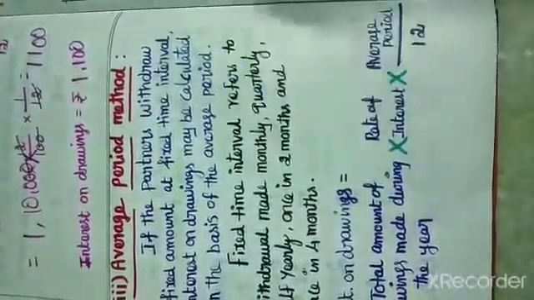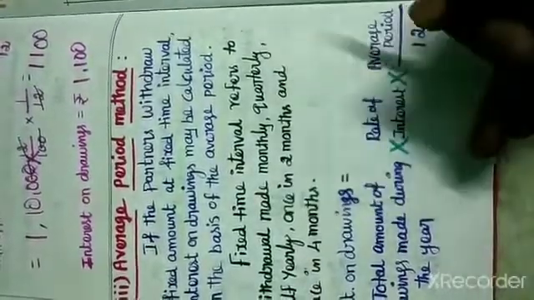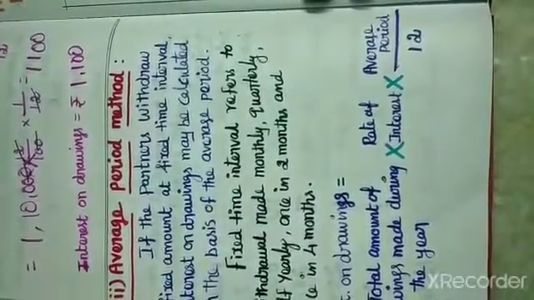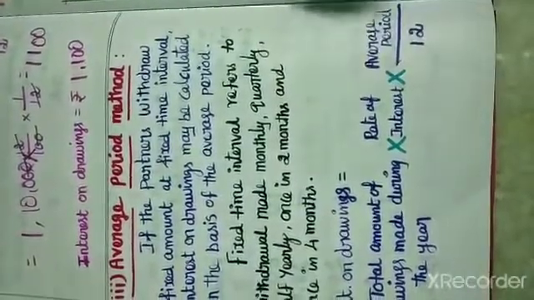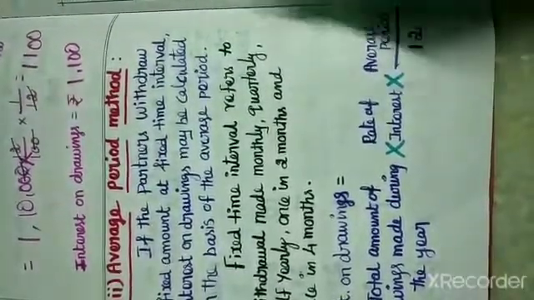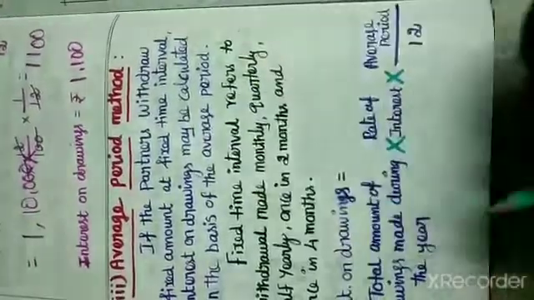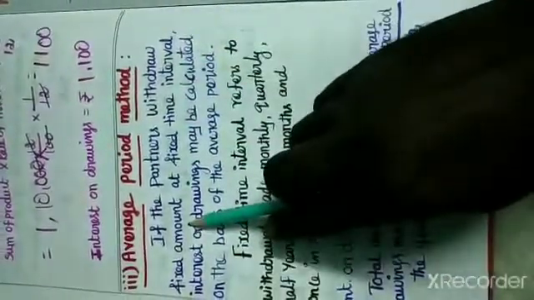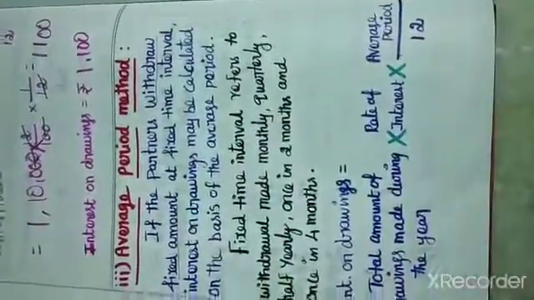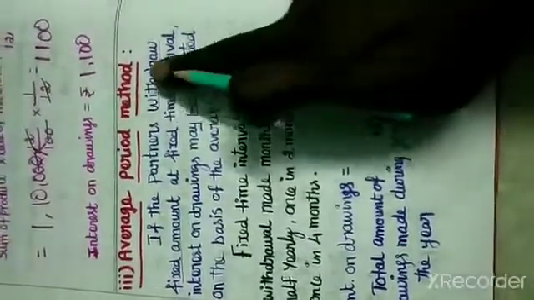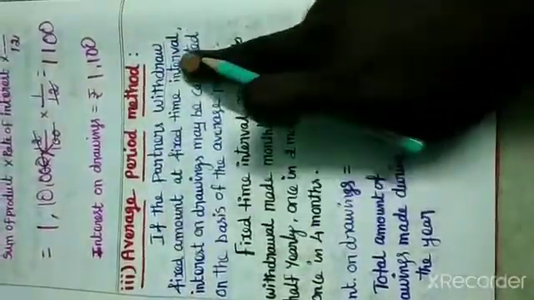So monthly he is getting the amount, or it can be quarterly: once in 3 months I get the amount from the partnership firm for my personal use. Or once in 6 months, or once in 2 months, the same fixed amount. In that case we have to use the average period method. In the first two methods, the partners drew amounts based on their own need. But here a fixed amount is withdrawn at a fixed time interval.